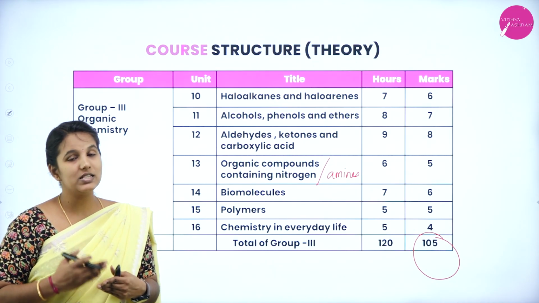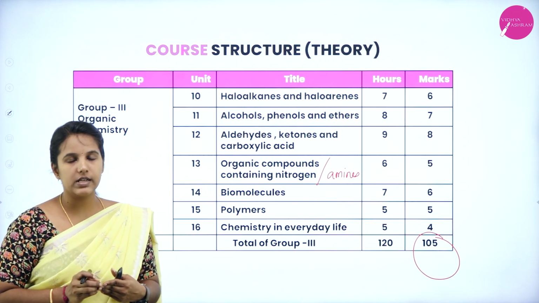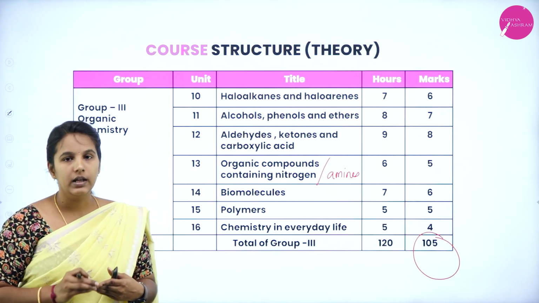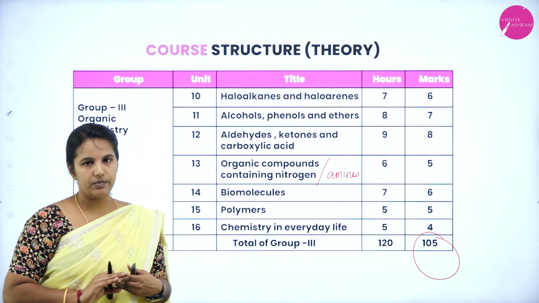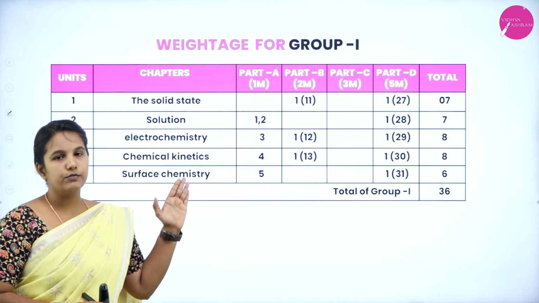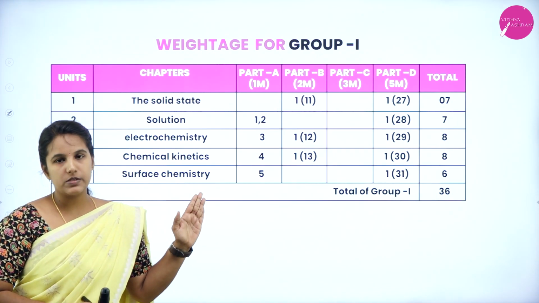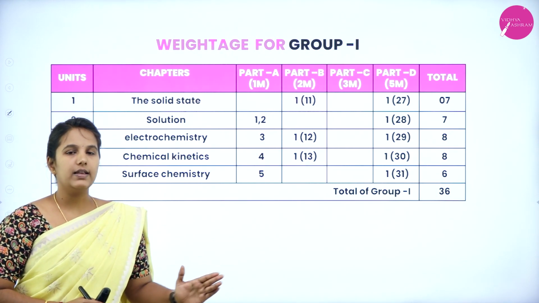How many units will be there? 16 units will be there. Among them, 5 units are physical chemistry, 4 units are inorganic chemistry, and 7 units are organic chemistry. Okay, coming to the weightage of each group. First I'll go with the physical chemistry units, and we'll see how the marks will be distributed chapter-wise.